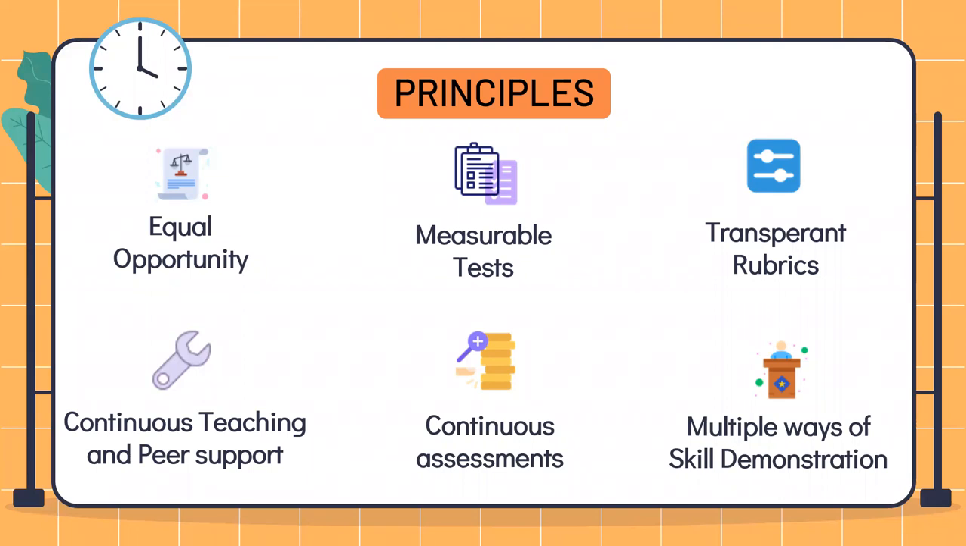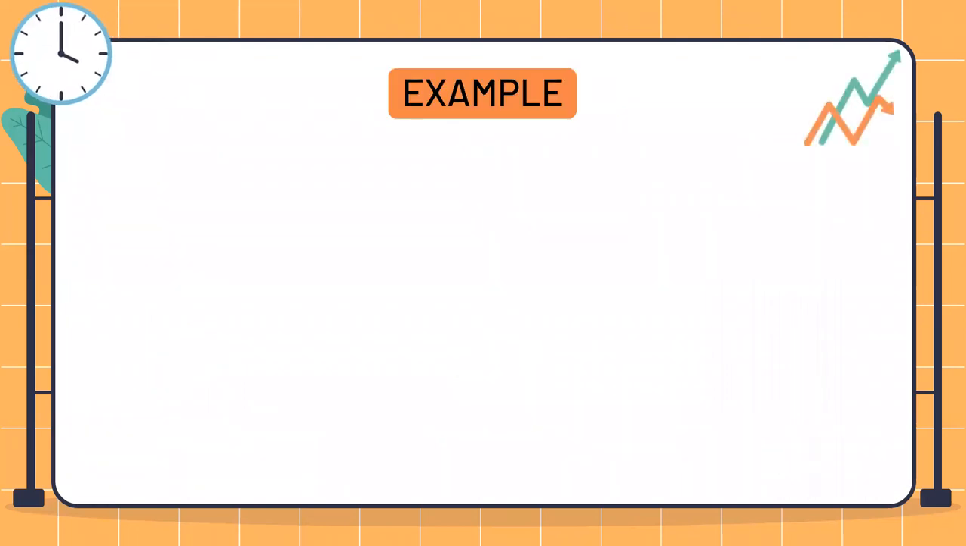Next, the learner should be allowed to demonstrate the skills in multiple ways. That is, the task has to be designed in such a way that the teacher takes into consideration the different learning styles of the learners. And on the basis of that, there could be a variety of ways that the teacher can assess the learners. So having understood the principles, now let me take you to an example.